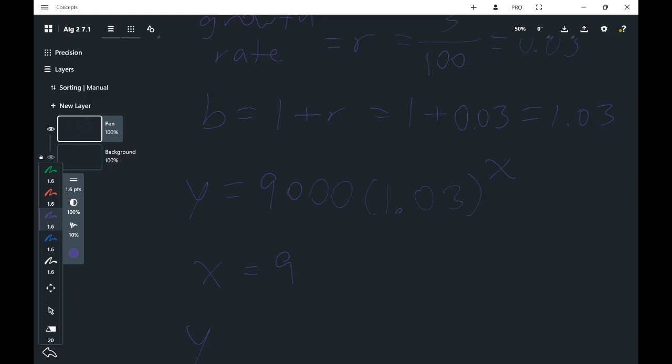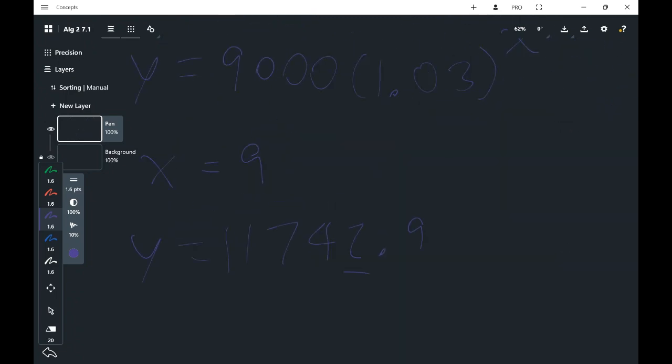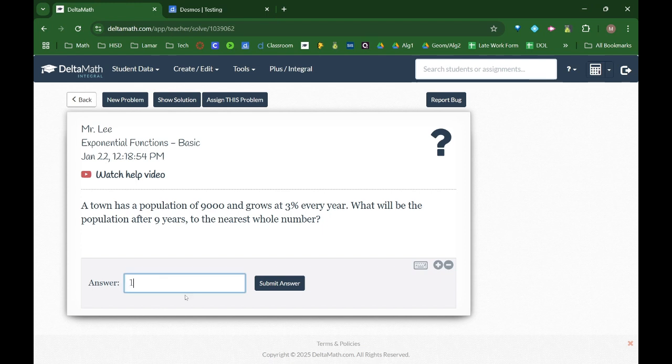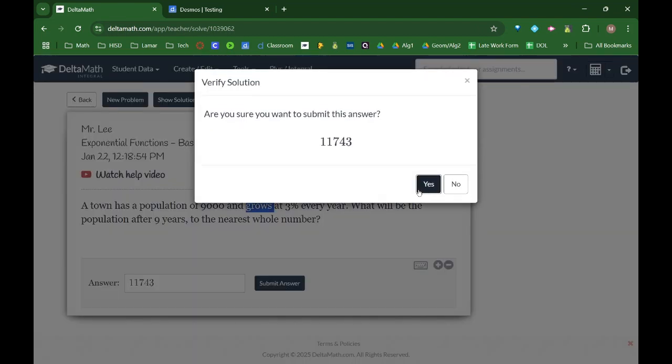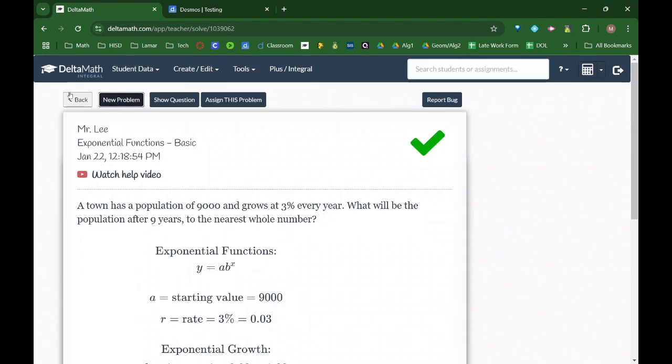So let me write this out. The nearest whole number, of course, is the number before the decimal. We look to the right. This 9 is 5 or greater, so that means this 2 is going to become a 3. Everything in this case stays the same. This is our answer, 11,743. Now let's think, does that make sense? Remember, we started at 9,000 and our number has gone up. That makes sense because we're growing. So let's submit it. There we go.